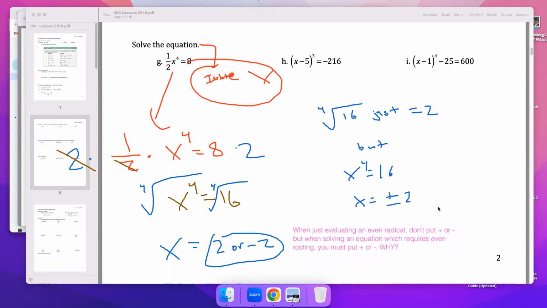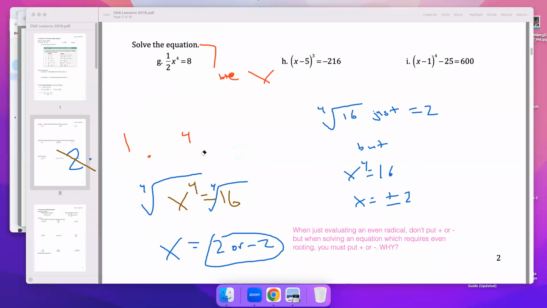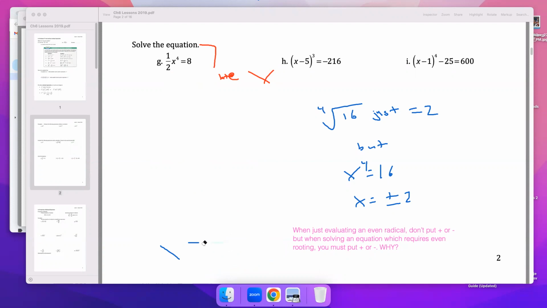So why is that? When you're just evaluating, you don't put the plus or minus, just give me the positive answer. But if you're solving, you have to put plus or minus. Why? Let me explain why. I'll erase all this because we don't need this anymore. The reason is graphical, totally graphical. I'll emphasize this later in chapter 6 for sure.